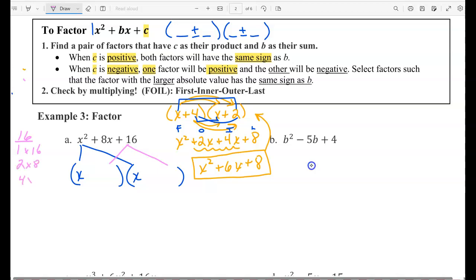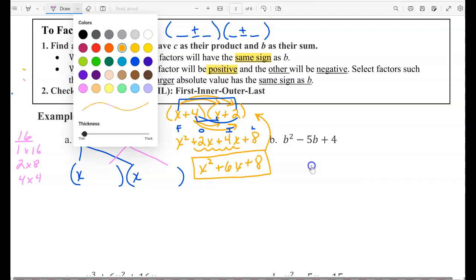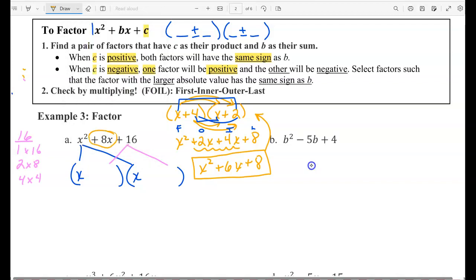And 4 times 4 is 16. Okay, so that's how we come up with 16, but then we also need to know how do we sum them together. So when we say sum, we are thinking about add. So because the 16 is an add, we're going to add these numbers together.